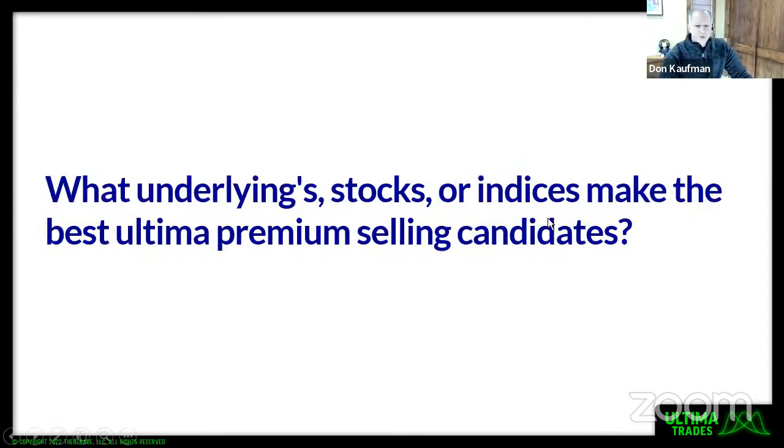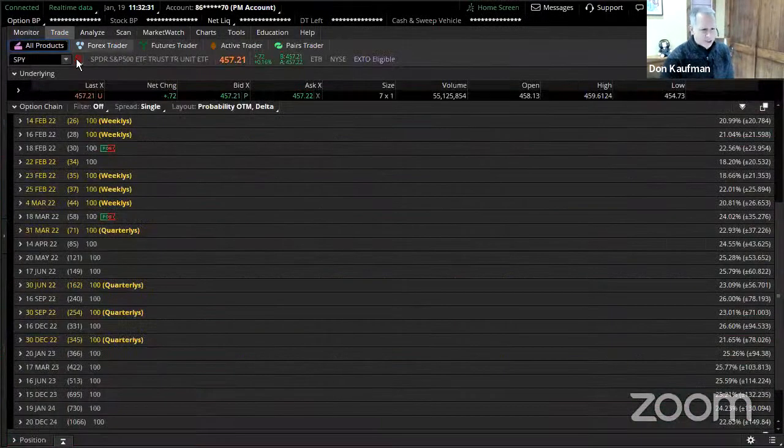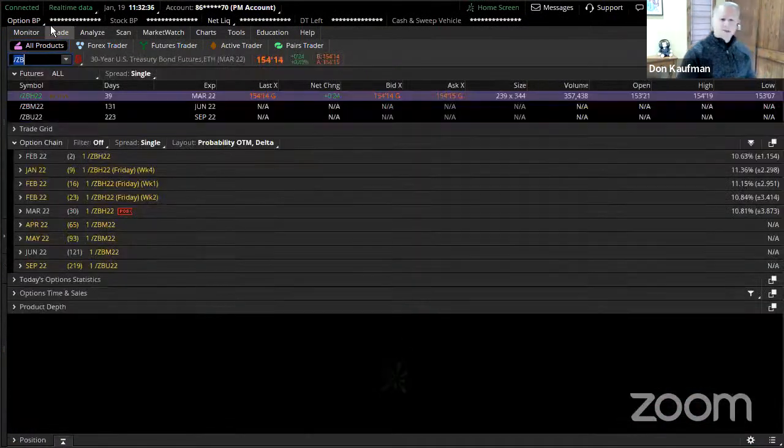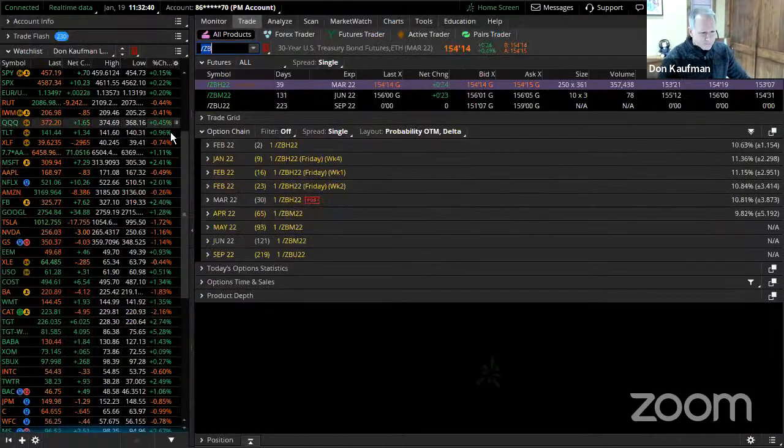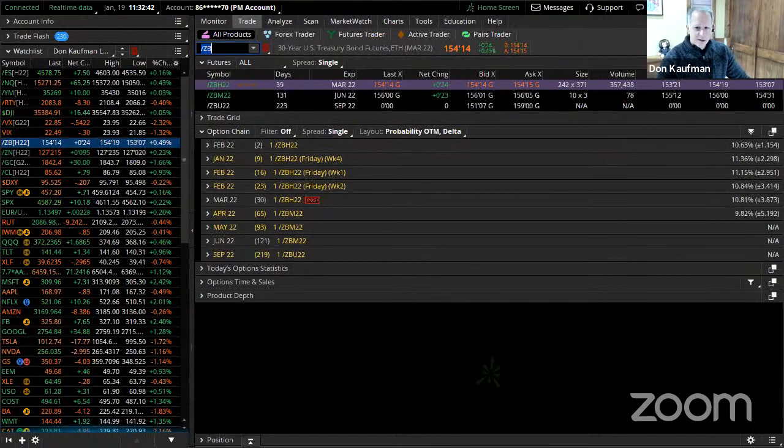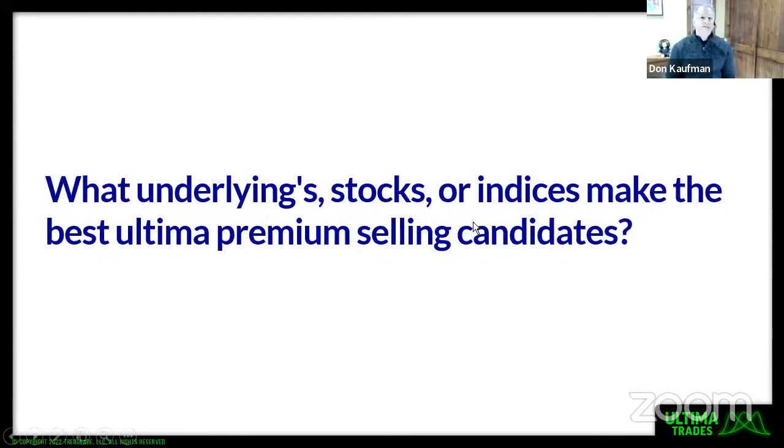What underlying stocks or indices make the best ultimate premium selling candidates? Did I help you out with that? I just brought this up like five different times. What candidates? Well, apparently the SPY. He likes the SPY. What else does he like? Oh, he likes the bonds. He traded a couple of products in there as well. Bottom line, the products that you trade will give you very deep insight into this.